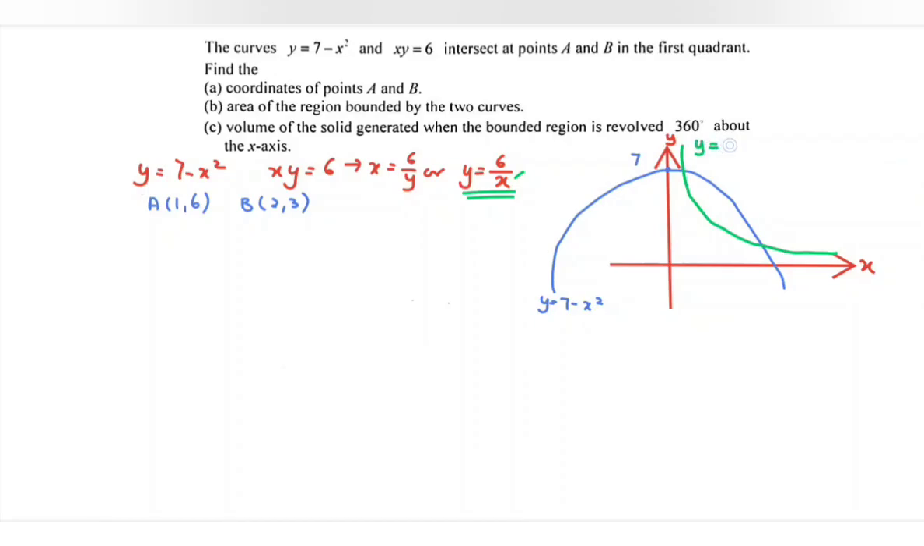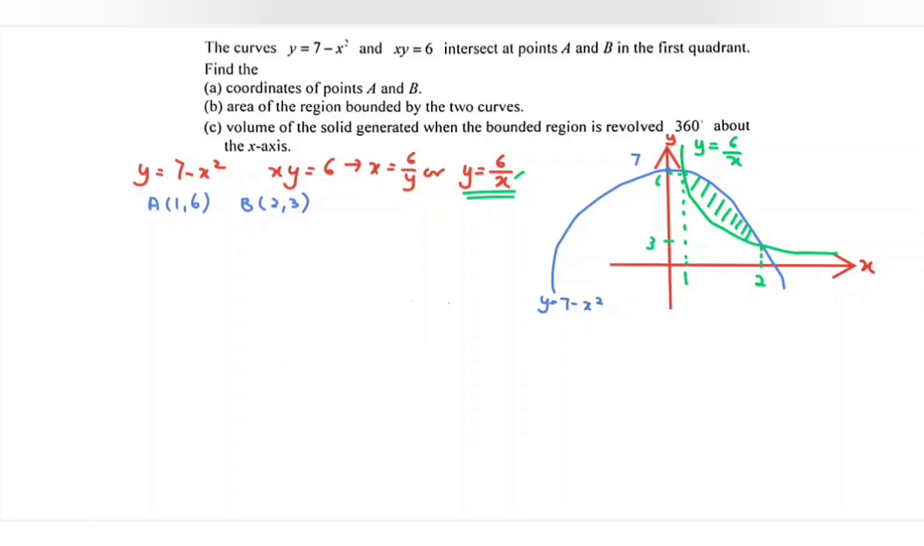So y equals 6 over x only involves the first quadrant stated in the question. So here would be 1, and then here we will have 2. Same goes to this part, we will have 3, and then here we will have 6. So kindly refer to part B, the area of the region bounded by the two curves. So here would be the region.